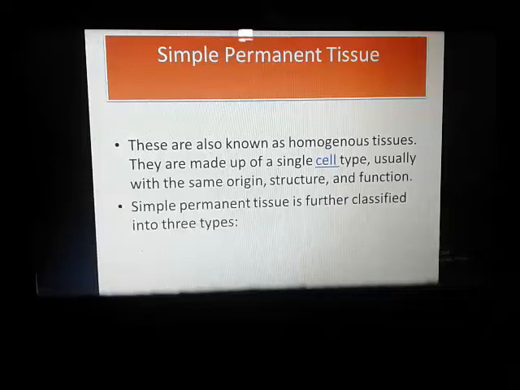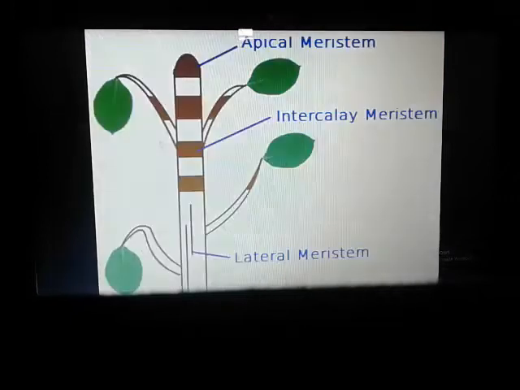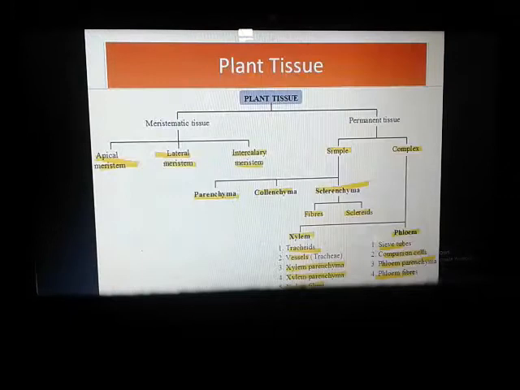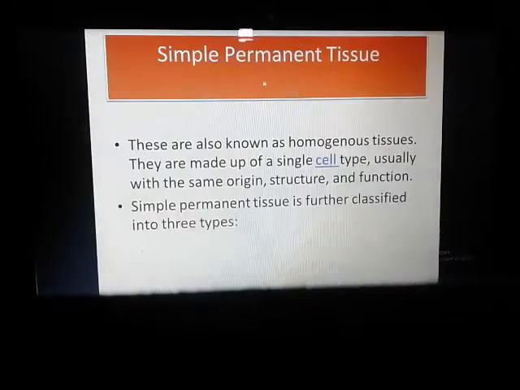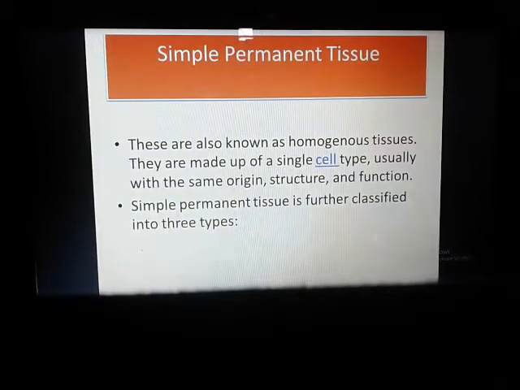Welcome back, student. Today I will discuss the simple permanent tissue. Permanent tissues are of two kinds: one is simple tissues, and another is complex tissues. So today I will discuss the simple permanent tissues, or simply you can say the permanent tissues.